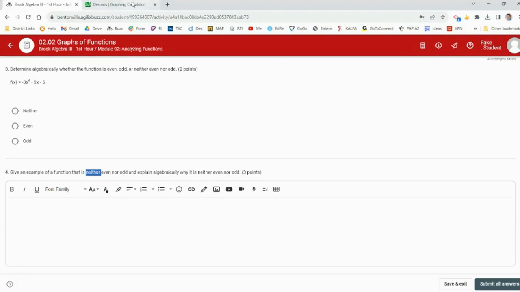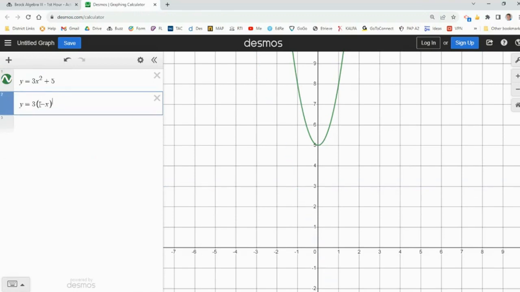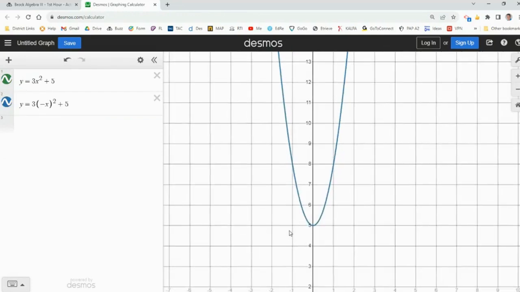So I might want to go over here first and play around to come up with an equation. I may start with something simple. y equals 3x squared plus 5. And let's see if I substitute negative x for that. Let's see, I might could do that right here. 3 times negative x squared plus 5. Oh, look, it's the exact same equation.